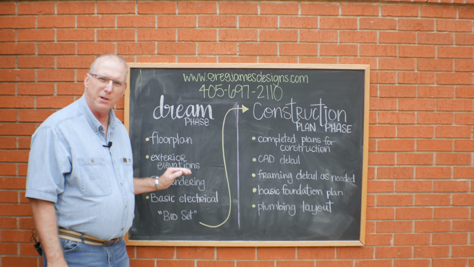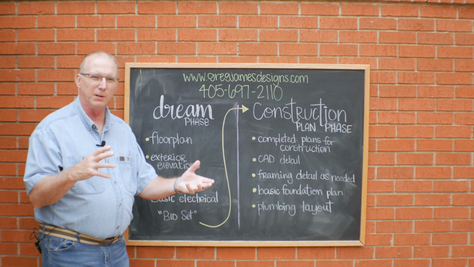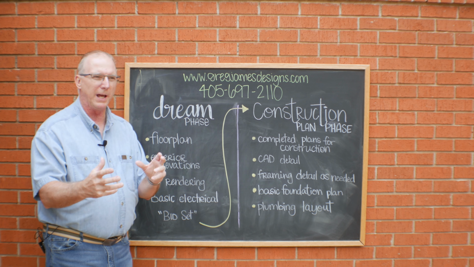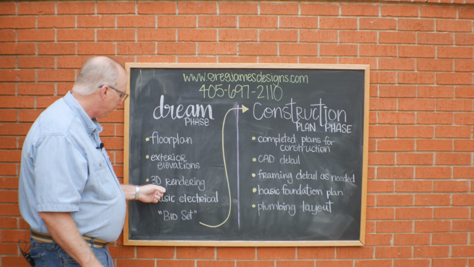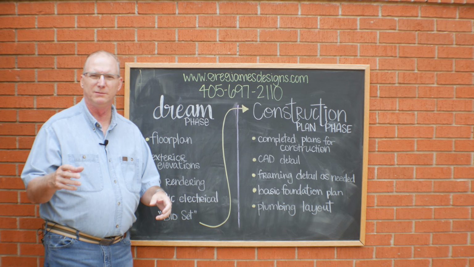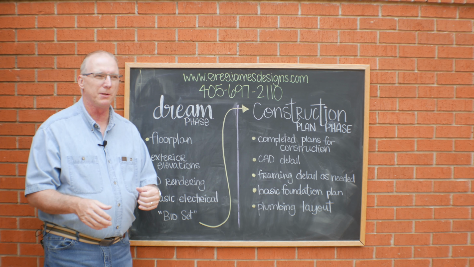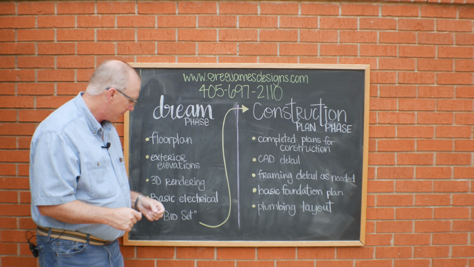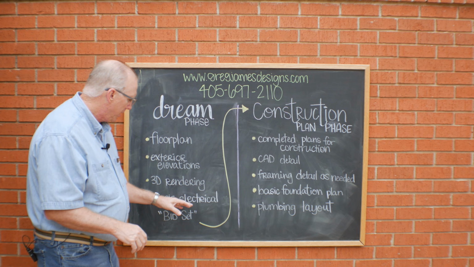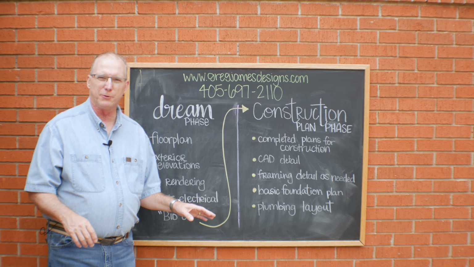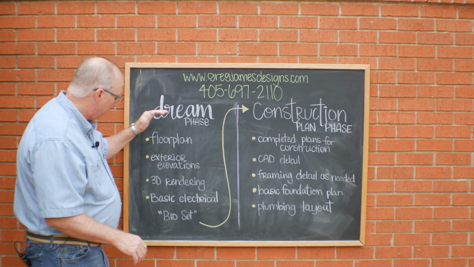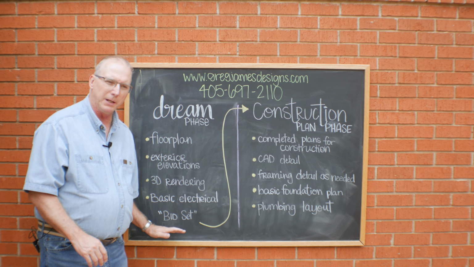Next, we'll work on the exterior elevation. So what is the outside going to look like? We'll send you pictures of that as well. We'll include some 3D renderings of the exterior, some of the interior, just depends on how far you want to get. We'll also include your basic electrical plan. So this is kind of what we call our bid set, okay?